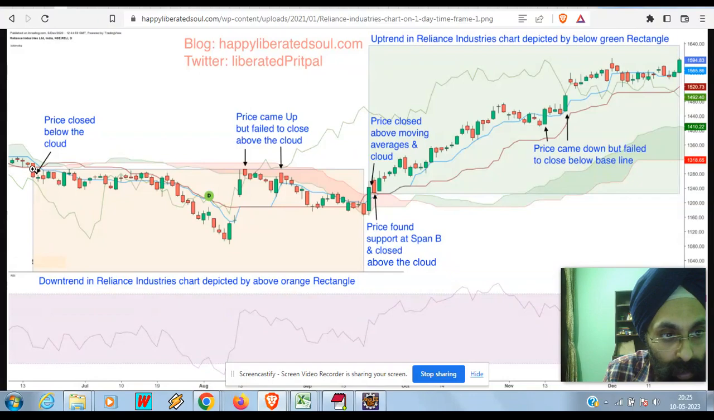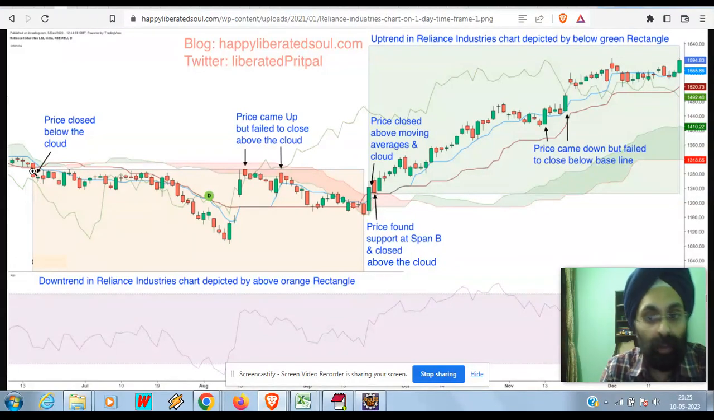So here, if you see, the downtrend in Reliance started from here, from this red candle, when the candle closed below the cloud. This is the cloud, this was the green cloud, this is the lower boundary of the cloud, and the price closed here below the cloud. This is where the downtrend started.